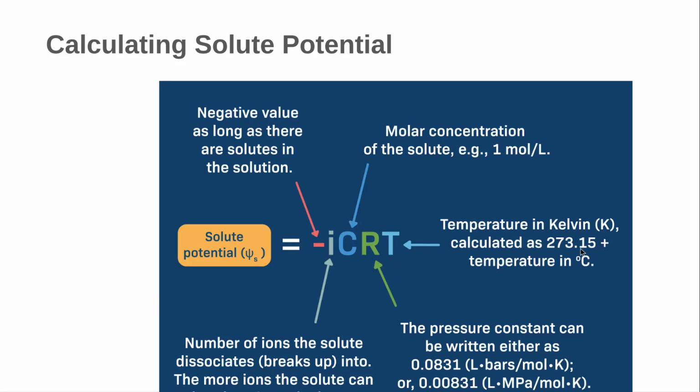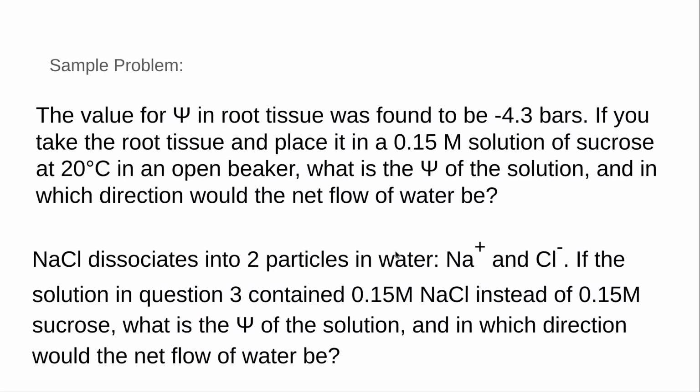Remember that 0 degrees Celsius is equal to 273 Kelvin. If I have 10 degrees Celsius, you just add that 10 to that Kelvin value. So 10 degrees Celsius is going to be 283 Kelvin, 273 plus 10. In the same way, 20 degrees Celsius is going to be 293 Kelvin. Remember that this is a negative value, so you have to have minus iCRT. So I would like for you to use this information to solve a problem here.